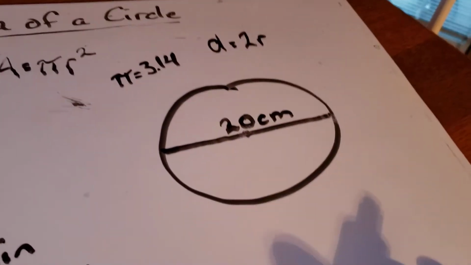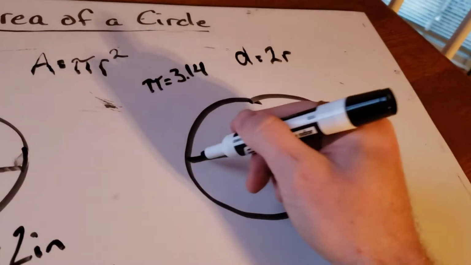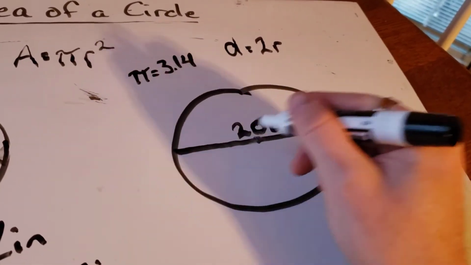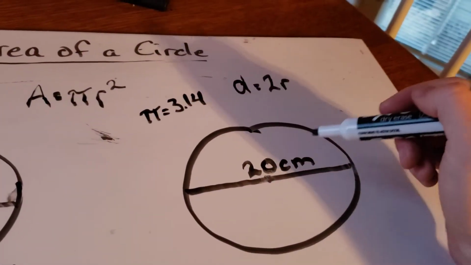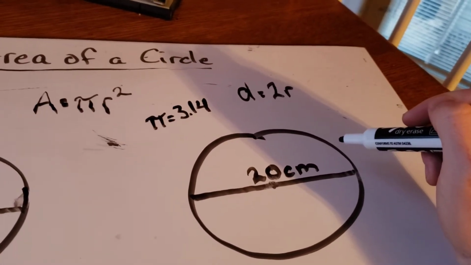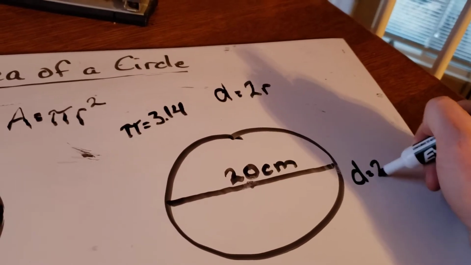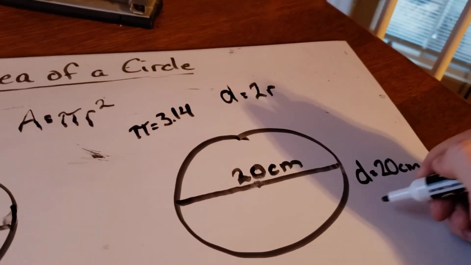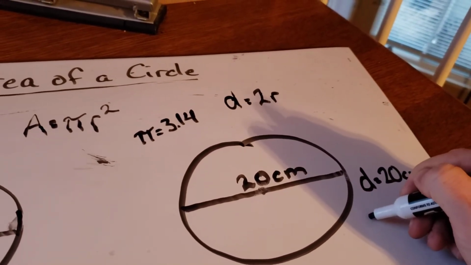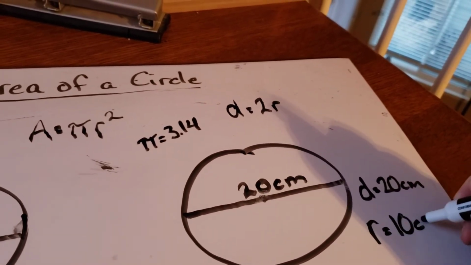All right, second problem. Here we have a circle, and this is the diameter. Diameter is 20 centimeters. So we can't use that to find area. What we need to do is find the radius. Well, if the diameter is 20 centimeters, the radius is half of that. So our radius in this case would be 10 centimeters.